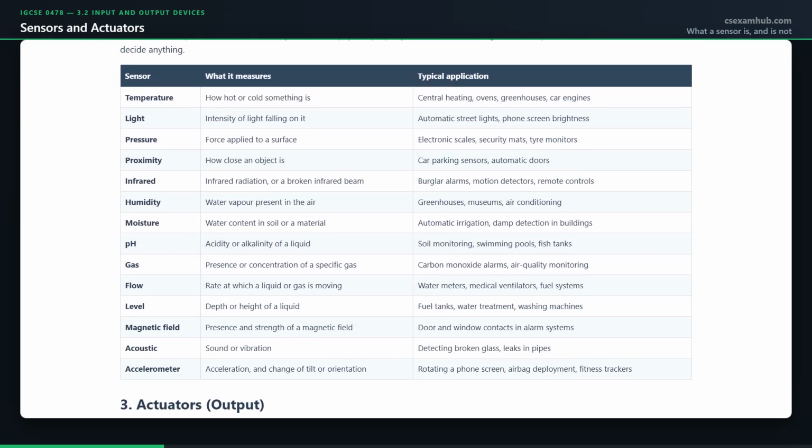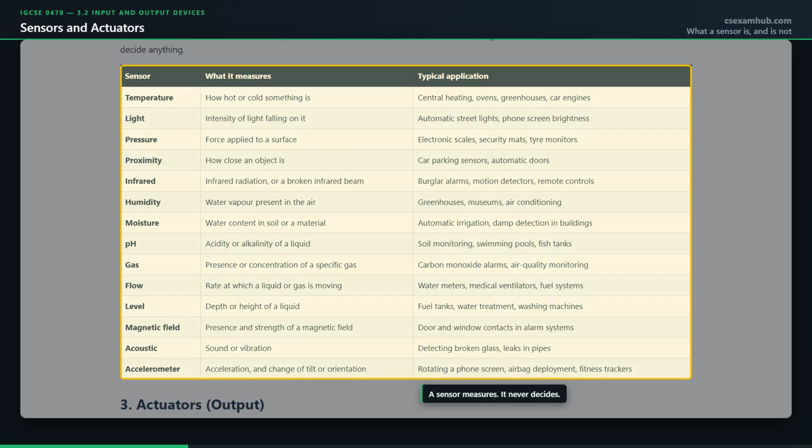A sensor is an input device that continually measures a physical property and sends the readings to a microprocessor. And I want to stress one word in that definition, because it is where a lot of marks quietly disappear. A sensor measures. That is all it does.